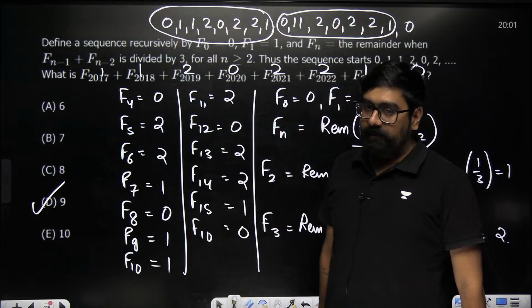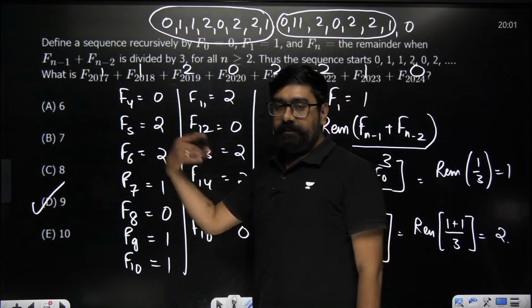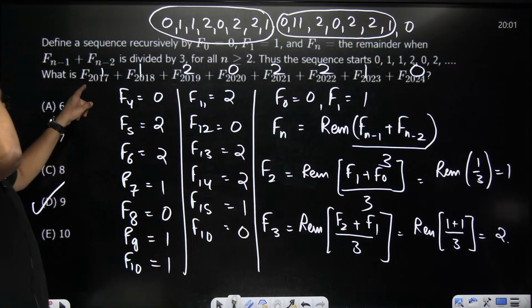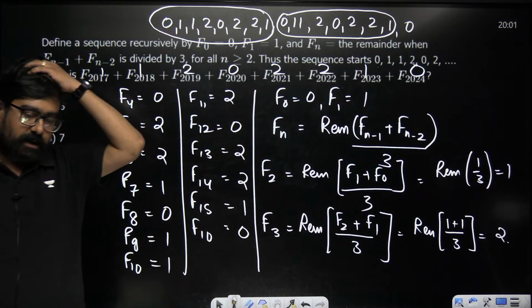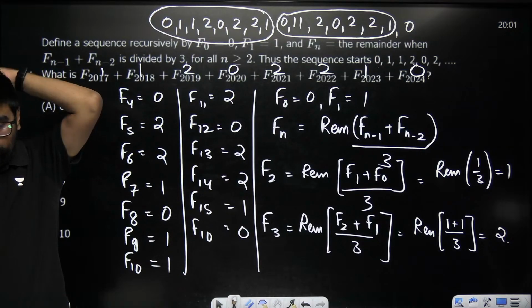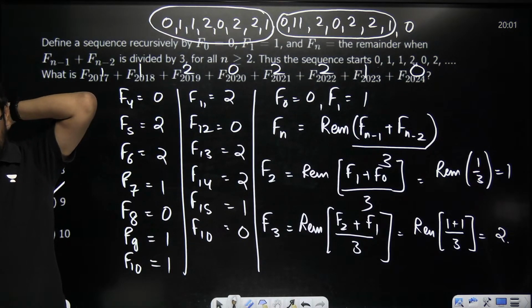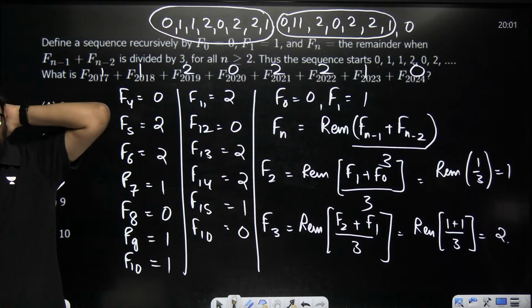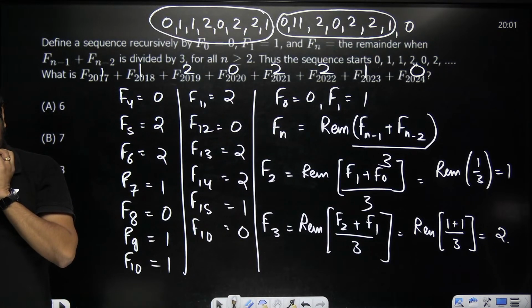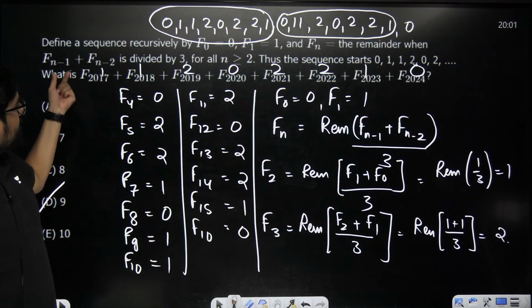The series is recursive, correct? After every 8 terms, you are getting 0. So the last multiple of 8 before 2017 is 2016. So F 2016 is going to be 0, right? And for F 2017 you will see 1 plus 0, remainder again will be 1. So F 2017 will be equal to 1. F 2016 will be equal to 0.